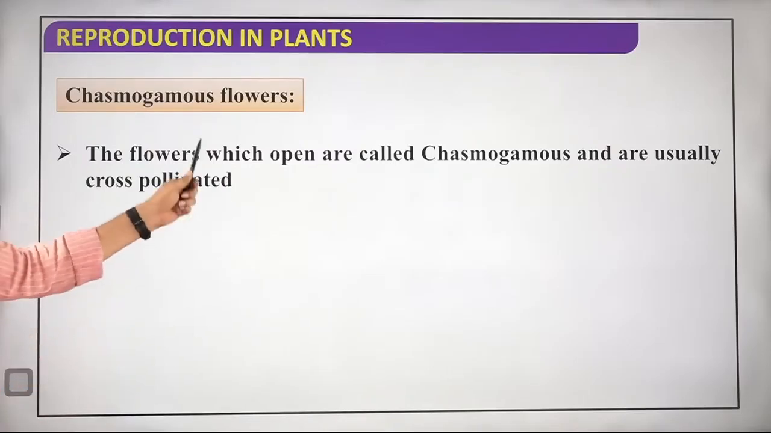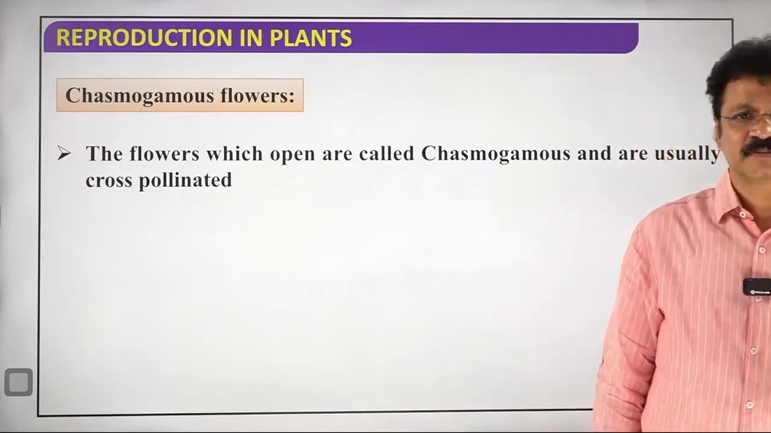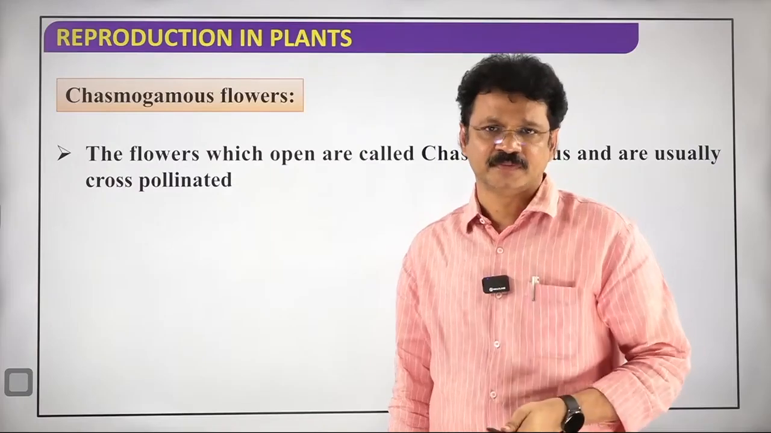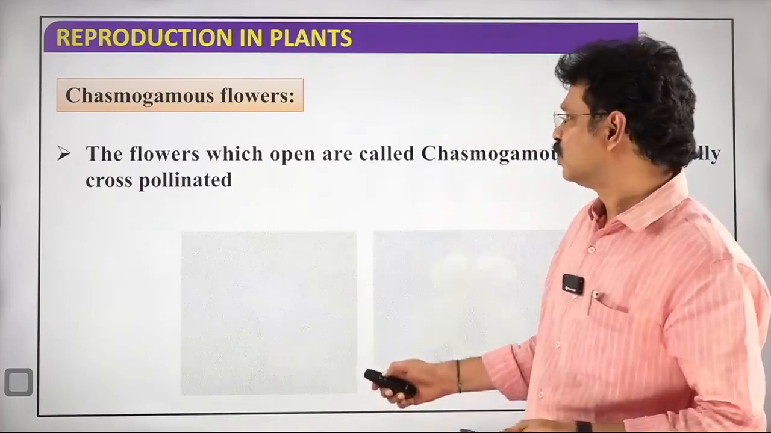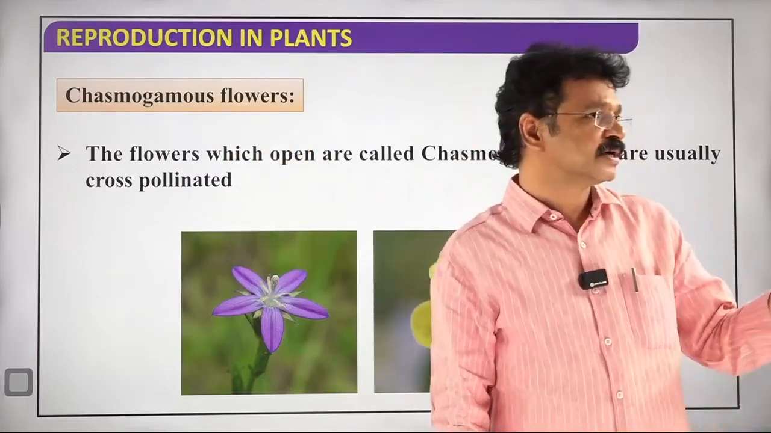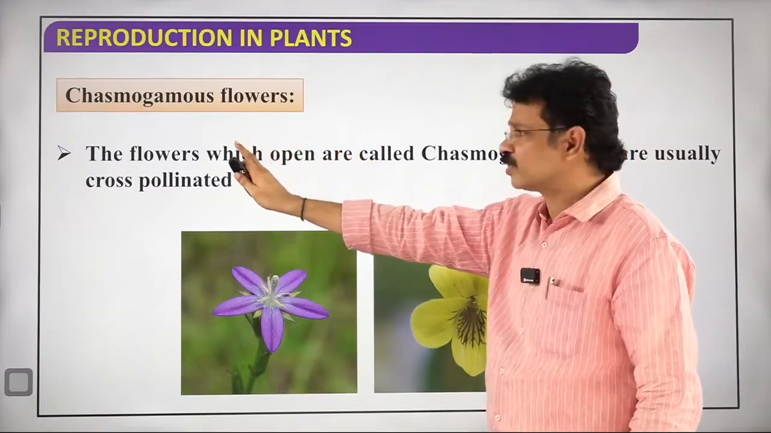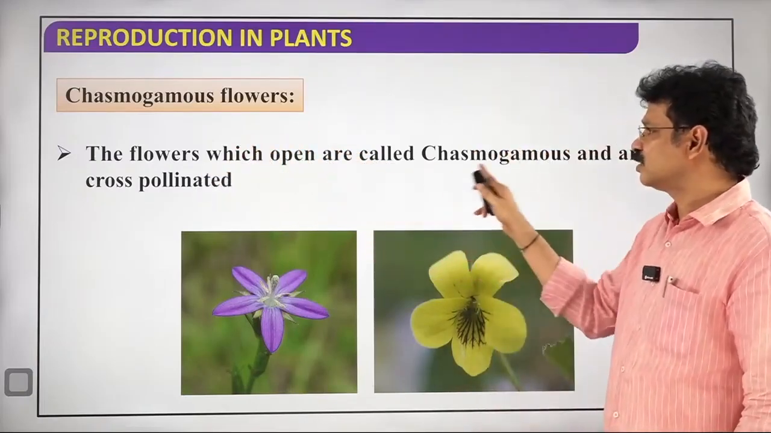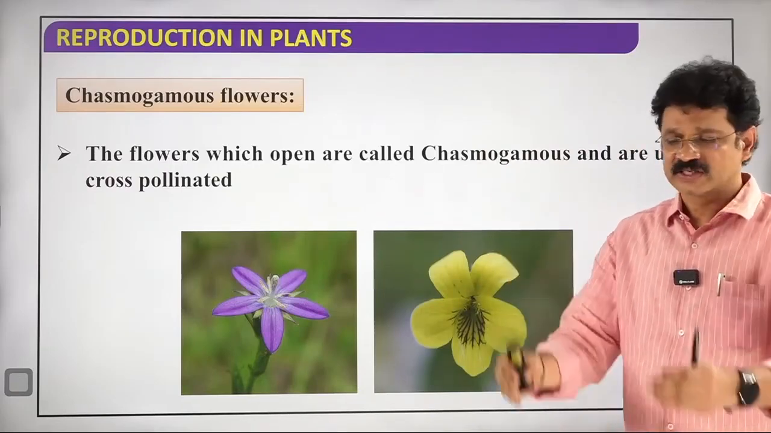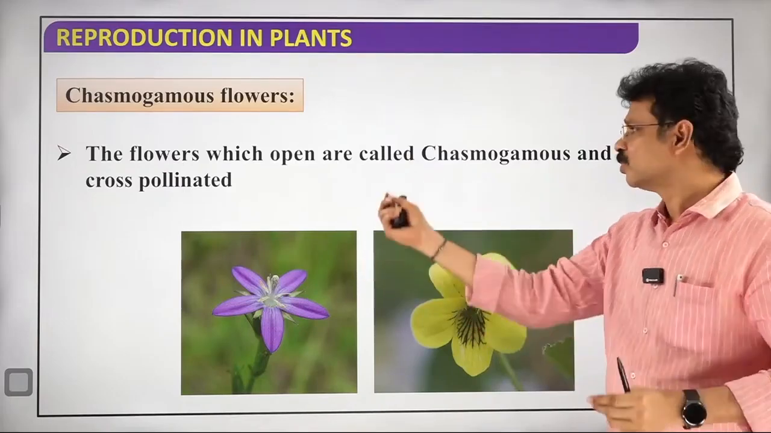Before going to the types of pollinations, we should learn about the two types of flowers. Flowers are broadly of two types, open kind and unopened kind. The majority of flowers are open type. Very few types of flowers are unopened. The technical name of open flowers is chasmogamous. You might have seen several types of open flowers in nature. From an examination point of view, the definition for chasmogamous flowers is the flowers which open are called chasmogamous. Chasmo means open.